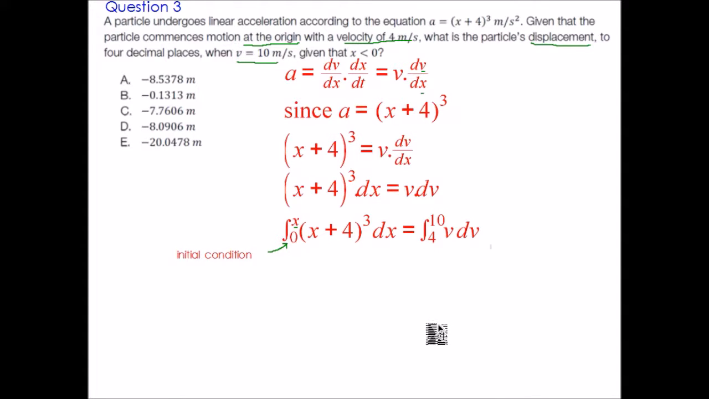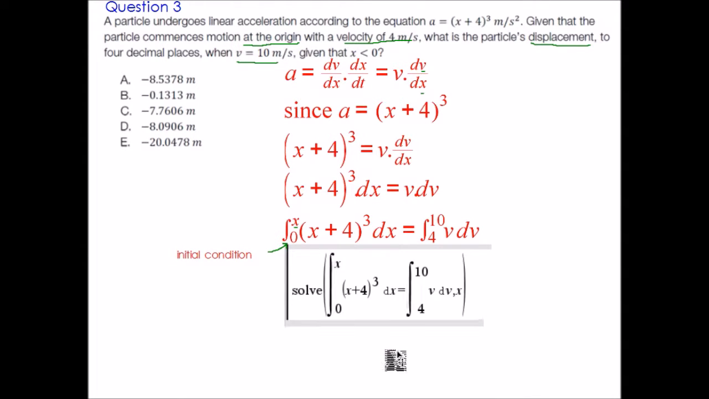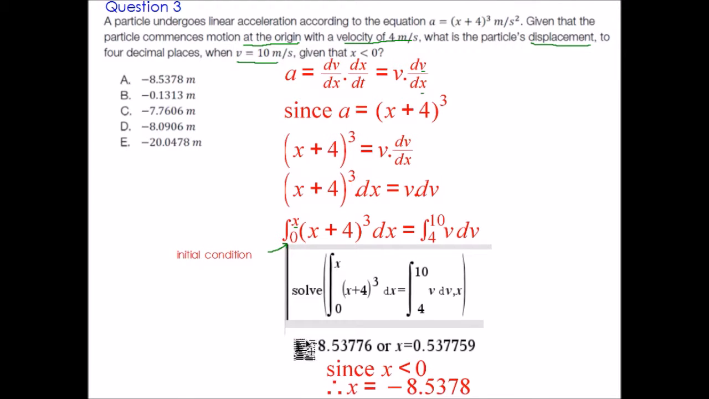being a multiple choice question. We go ahead, plug it into the CAS like this using the solve command, and then when we solve we get 2 results, and we have to recall that given that x is less than 0, the result must be the negative one. So the answer is A.